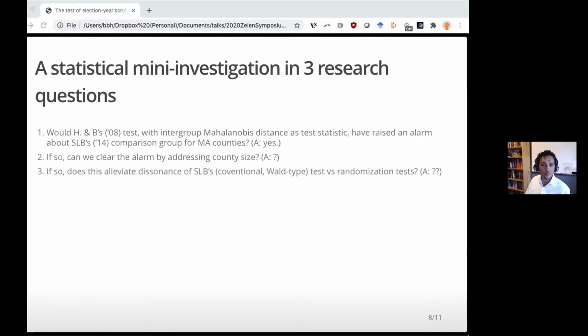And there's a follow-up to that research question, depending a bit on how research question number 2 goes. That follow-up question was, if we can arrange a similar comparison, but one that looks good from the perspective of this test, will it alleviate the dissonance between the result that SLB got using what I'm calling a conventional Wald type test approach versus the randomization test, the type that Kessner showed?